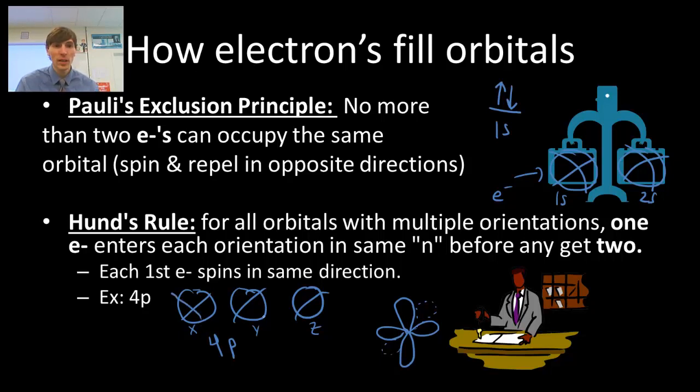If I had 4, I'd start crossing over. Okay, so they each spin in opposite directions, but I fill 1 in each first. Okay, that's Hund's rule.